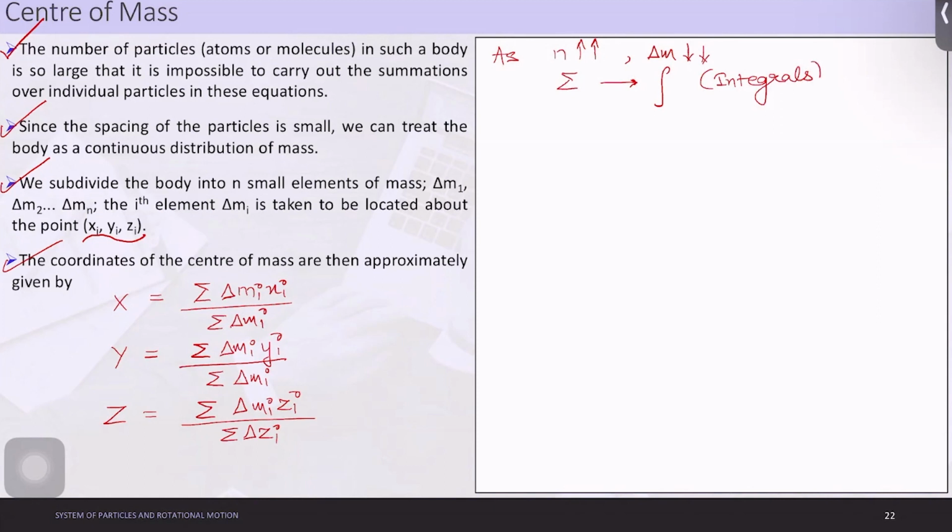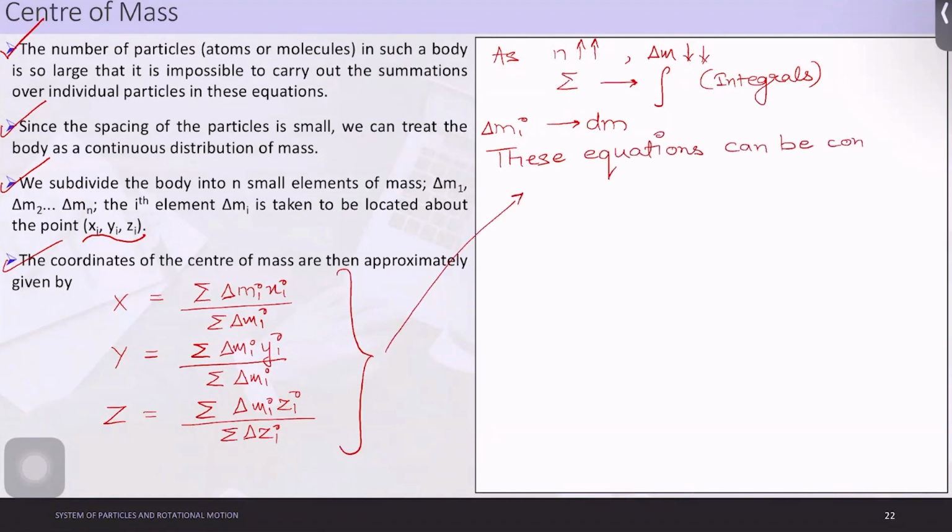So then what will happen? In the place of delta mi, we can write dm, correctly. So therefore this sort of equation can be converted into these equations. So this is the equation I'm talking about. These equations can be converted into the following form.